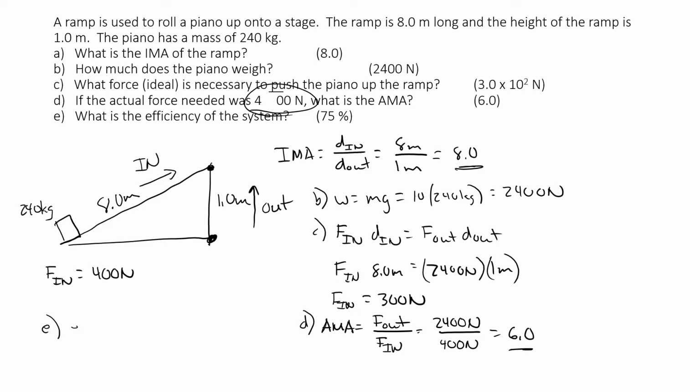So for E in efficiency, that's purely our grade, which is going to be the AMA over the IMA. So we got a benefit of 6, we were hoping for a benefit of 8. That means that we were 75% efficient in terms of using this machine. So again, ideally, no forces, no energy is lost, okay? But in this case, energy was definitely lost. It took us an extra 100 newtons to push the thing up the ramp, which means there's probably about 100 newtons worth of friction working against us.